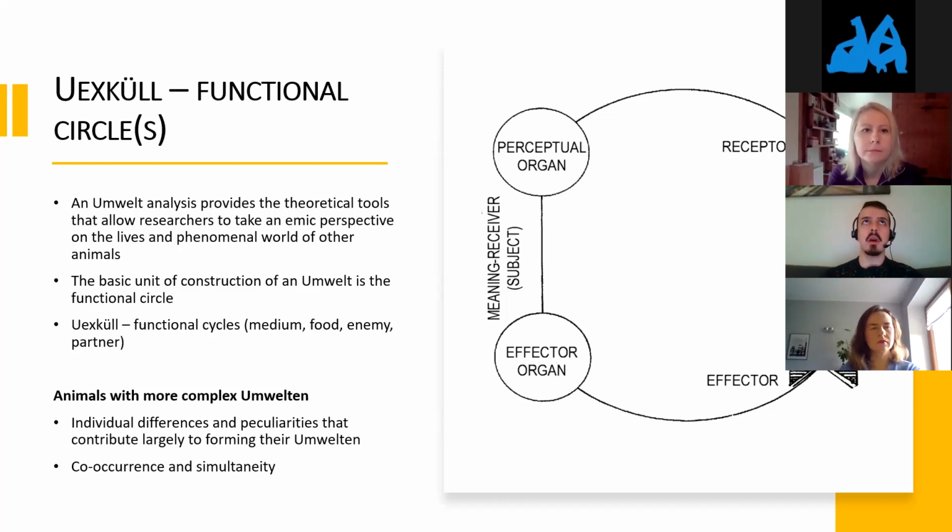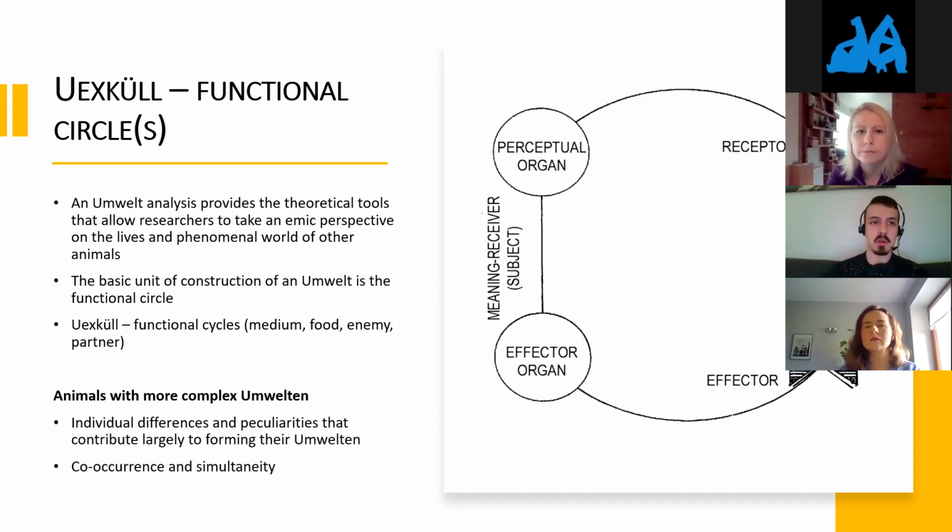But with animals with more complex Umwelten, this is not always the case, because, first of all, there are individual differences that make the analysis much more complicated. And another feature that characterizes animals with more complex Umwelten is that there is a co-occurrence and simultaneity of functional circles, meaning that many different functional circles are happening at the same time. And this makes, again, the analysis, at least from the point of view of a researcher, much more complex.